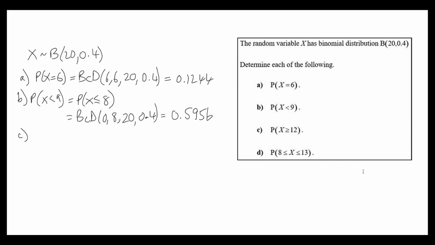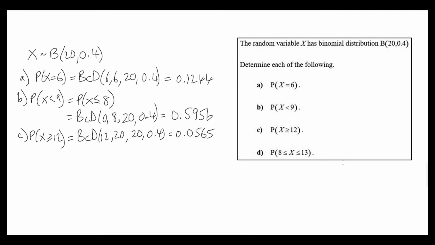Part C, this is calculated already, greater than or equal to 12. Minimum interested in is 12, maximum interested in is 20, n value is 20, and p is 0.4. So this time around, the answer is 0.0565.